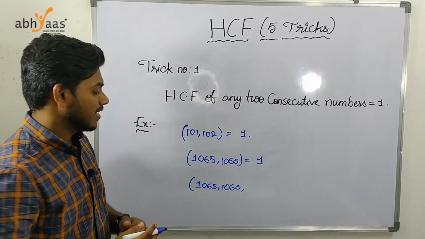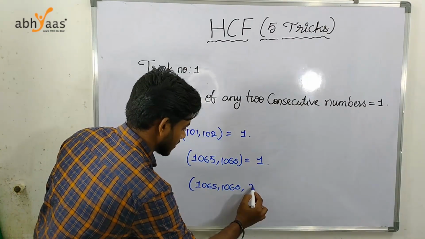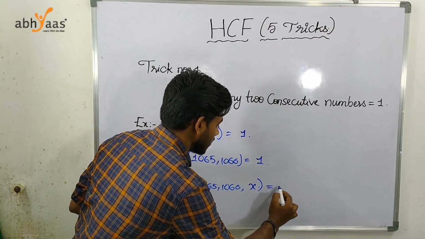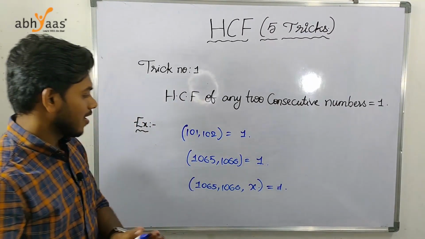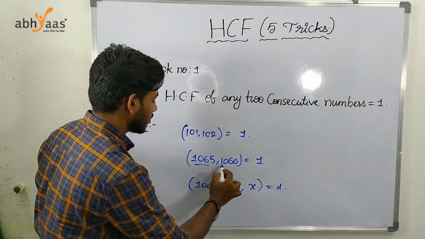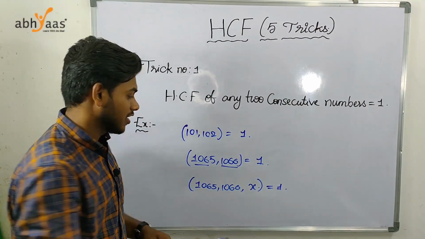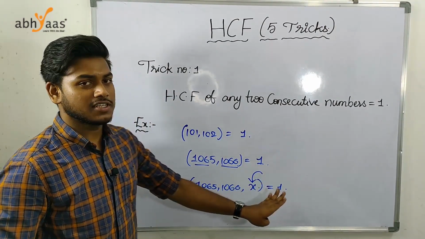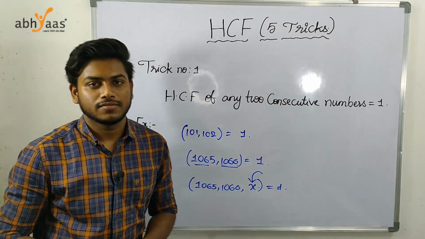Even if I add any number, that can be x, can be any number, the HCF is going to be 1. Once we have a set of consecutive numbers, then it doesn't matter whatever new numbers are included in that set, their HCF is always equal to 1.